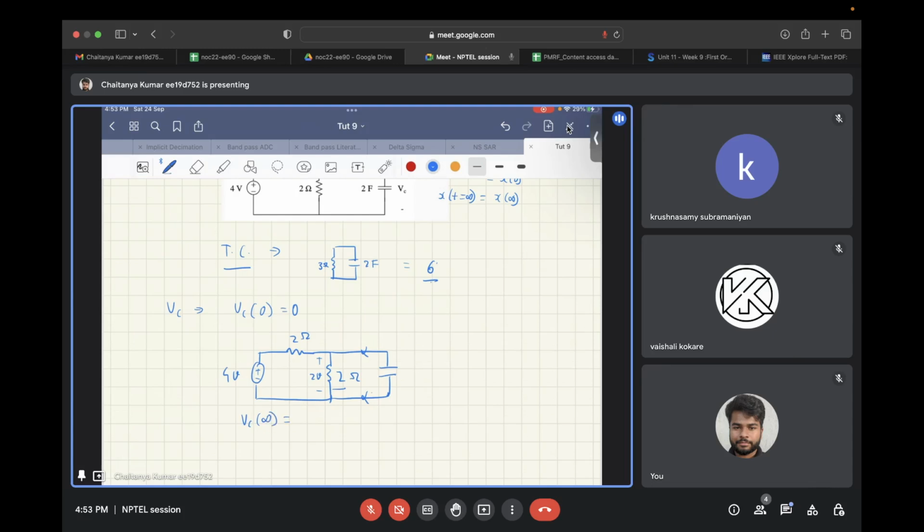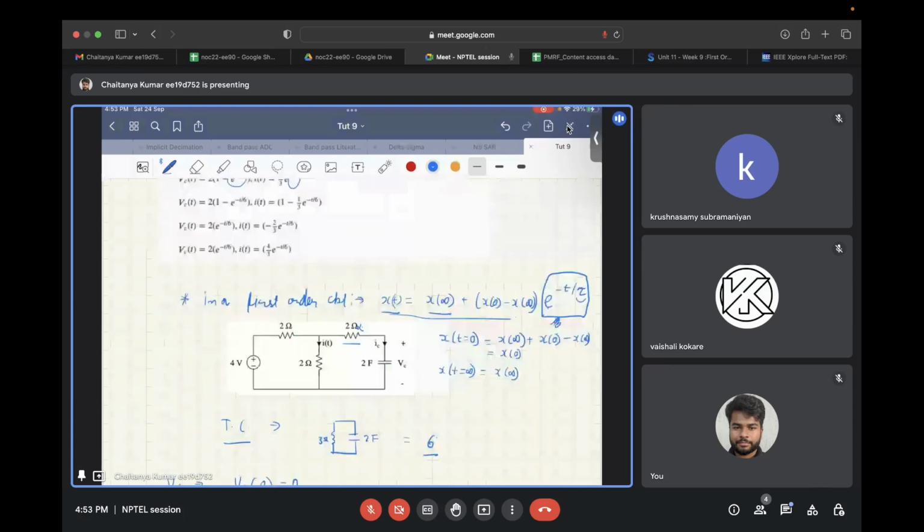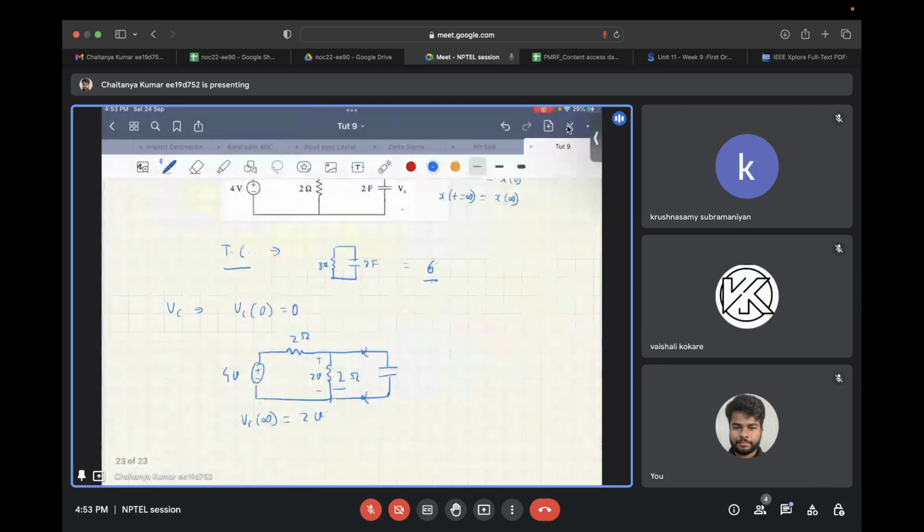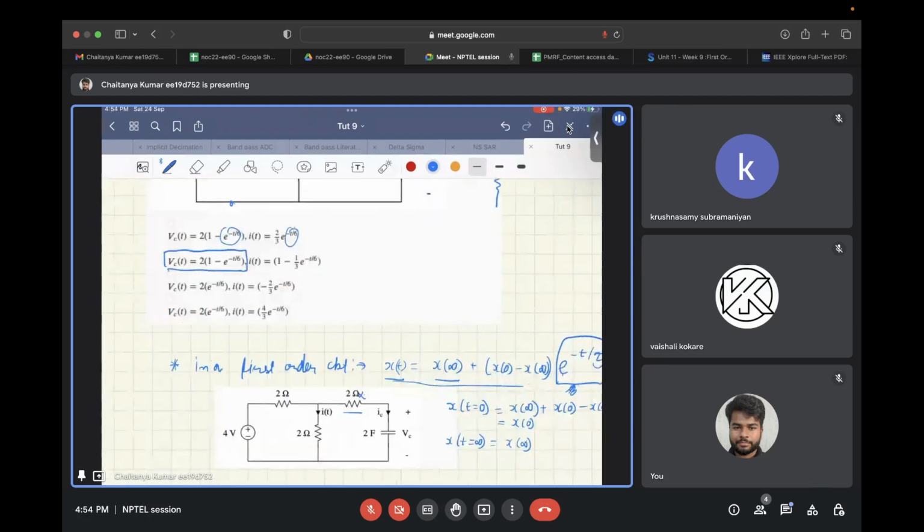So substituting the values of time constant, VC(0) and VC(infinity) in this x(t) equation, you get VC(t) is equal to 2 volts minus (2 minus 0) into e to the power minus t by 6, that is equal to 2 into (1 minus e to the power minus t by 6). So this is the equation of the capacitor voltage.